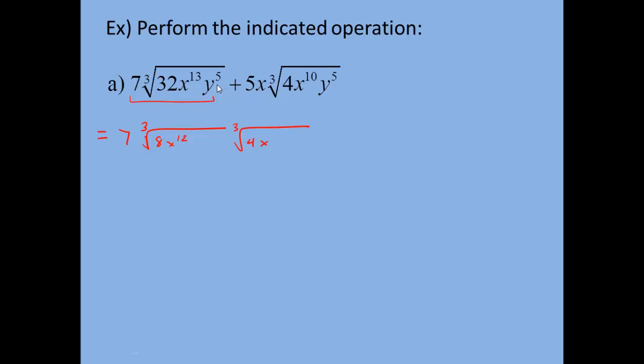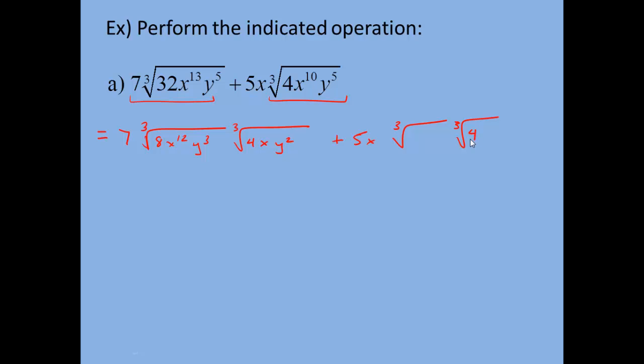And y to the 5th, the highest perfect cube factor would be y to the 3rd, right? It's the closest thing to 5 divisible by 3, but not higher than 5. So y to the 3rd. If we need 5 total, there's 3 here, we need 2 left over. Similar for the second term, will be plus 5x as a coefficient, and now we're going to split this up into perfect cubes and non-perfect cubes. 4 is not a perfect cube and doesn't have any perfect cube factors, so it's just going to go in the second set.